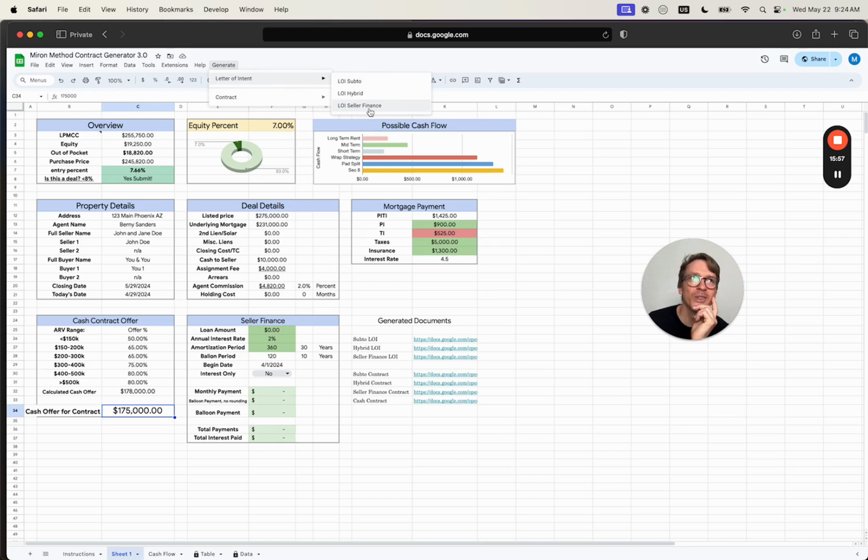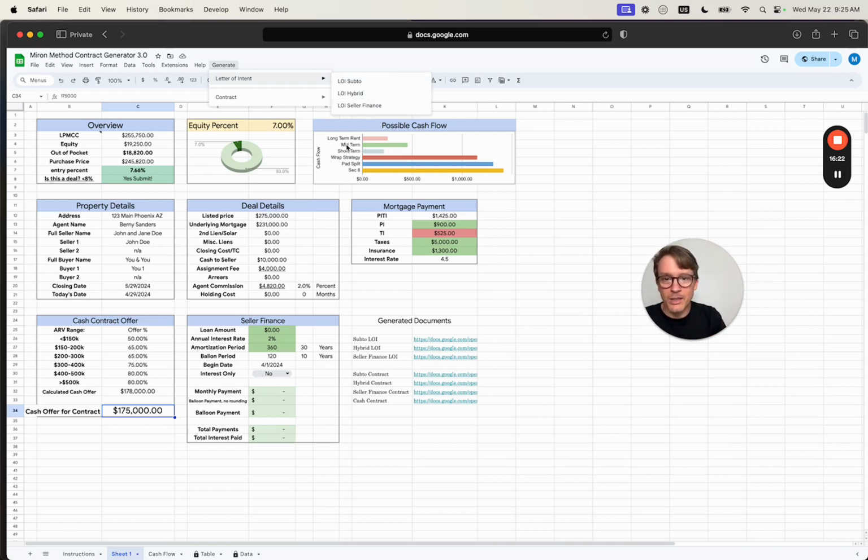Why did I not do cash? I just send them a contract. The contract is so simple for cash, just send the cash contract. But sometimes on creative, you don't want to do the full contract. You just want to send an LOI, right? Because you want to get through the initial conversations of what exactly you are offering, right?